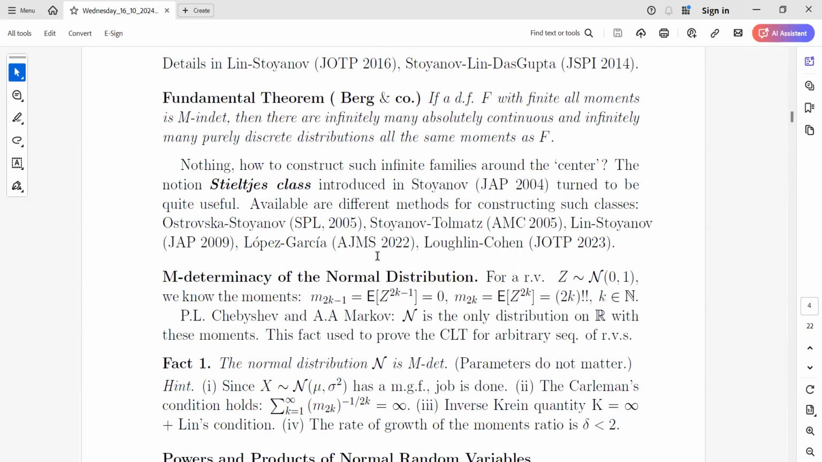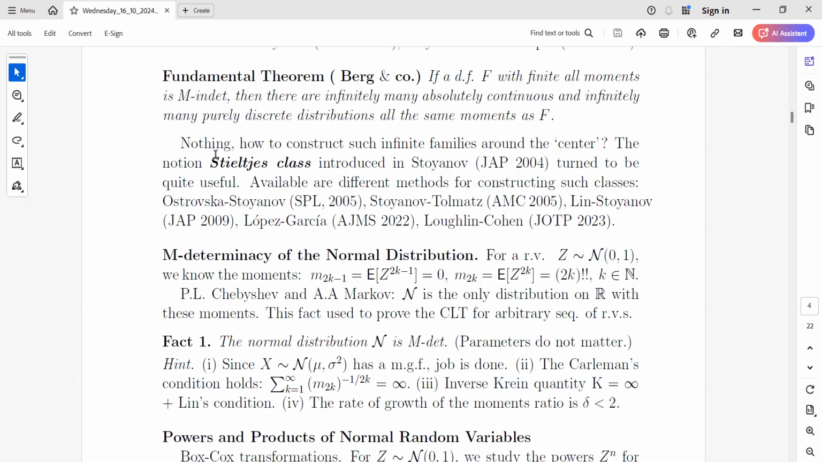So what is important to recall is a fundamental theorem. This is by Christian Berg and company in Copenhagen, Denmark. If a distribution function with finite moments is non-unique, then there are infinitely many of any kind, absolutely continuous, and infinitely many purely discrete. They all have the same moments as f.